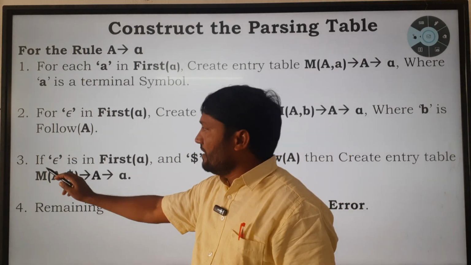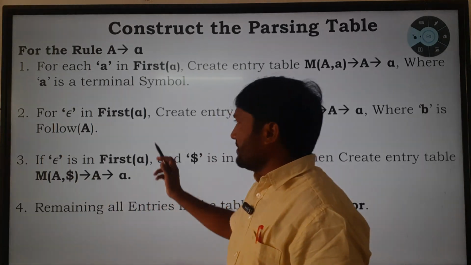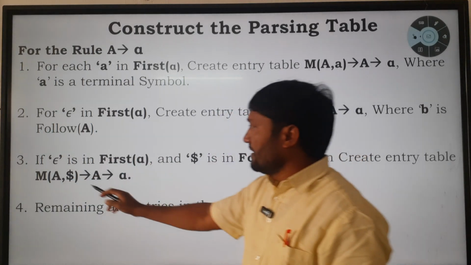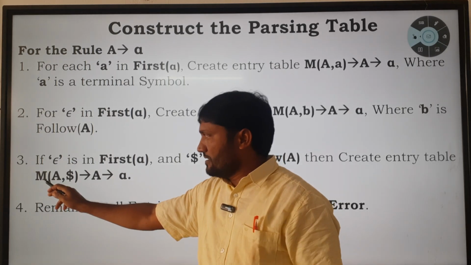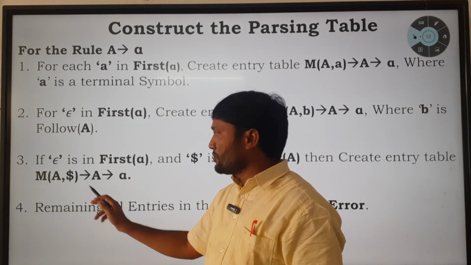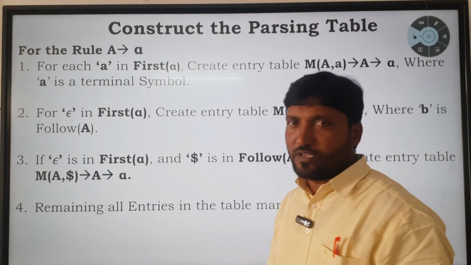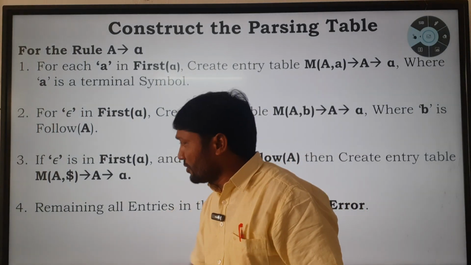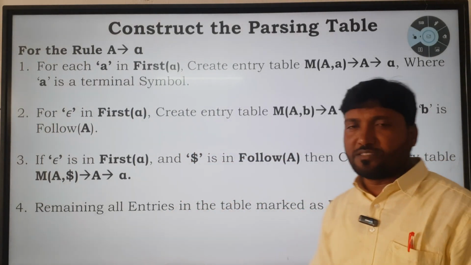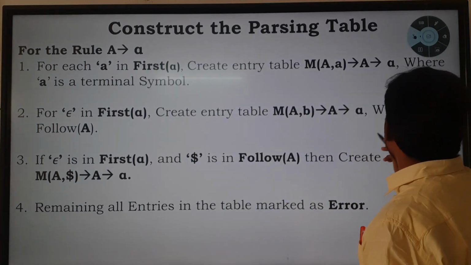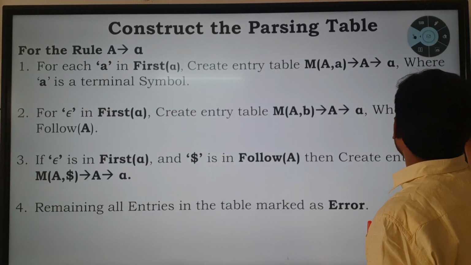If epsilon is in the first of alpha and there is a dollar in follow of A, then directly you can take the b symbol as dollar, that is M of A comma dollar equals A derives alpha. And what is the fourth rule here? All remaining entries in the table are marked as error. Let us see a simple example to understand clearly.